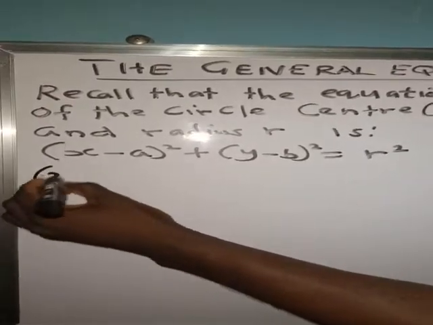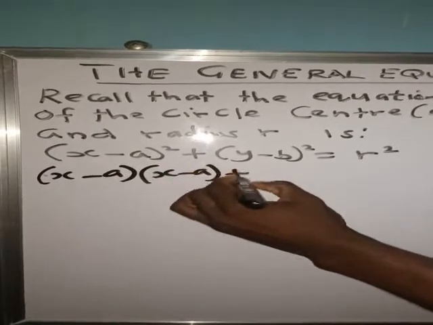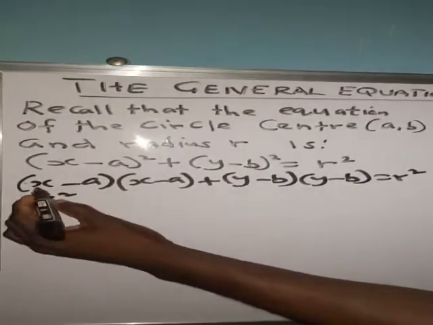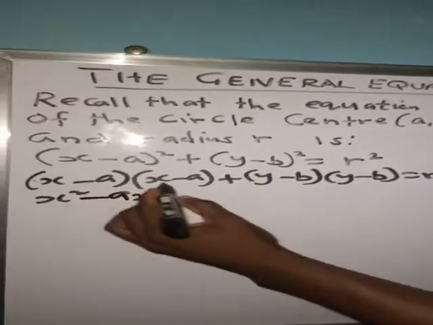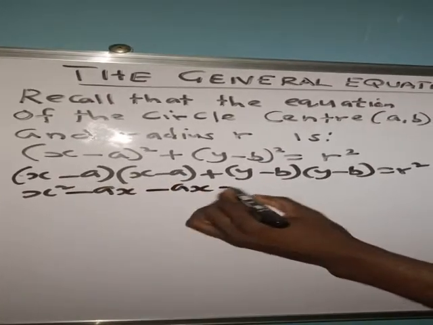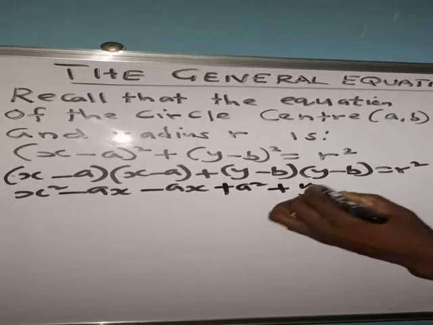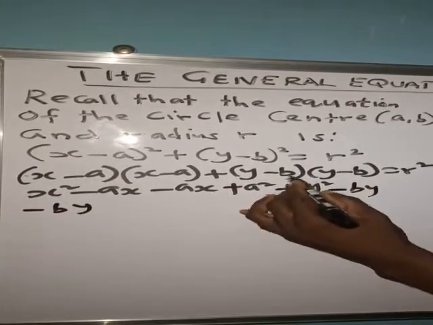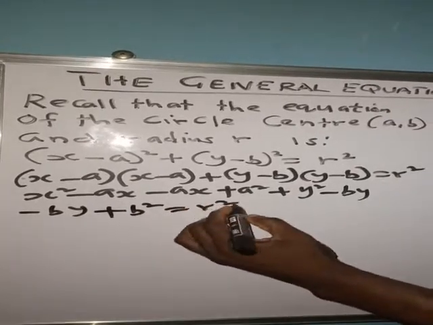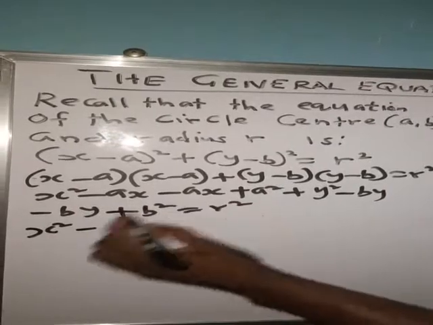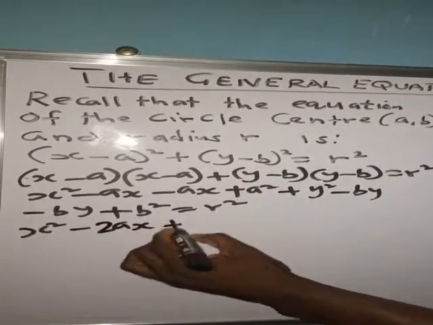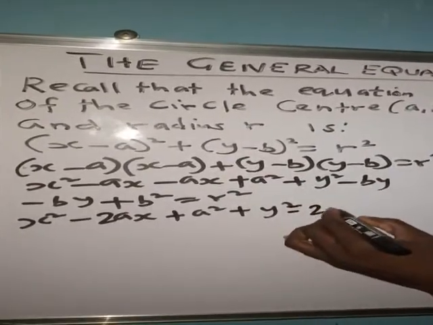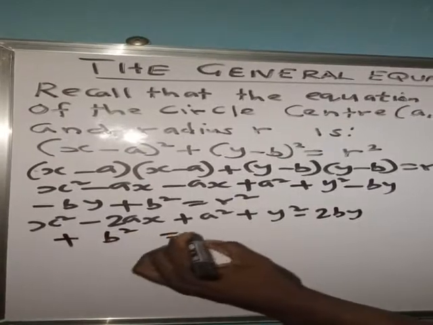If you expand this, you have (x - a)(x - a) + (y - b)(y - b) = r². x times x is x², x times minus a is minus ax, minus a times x is minus ax, minus a times minus a is plus a², plus y times y is y², y times minus b is minus by, minus b times y is minus by, minus b times minus b is plus b², equals r². So x² minus ax minus ax will give you minus 2ax plus a², plus y² minus by minus by will give you minus 2by plus b², equals r².